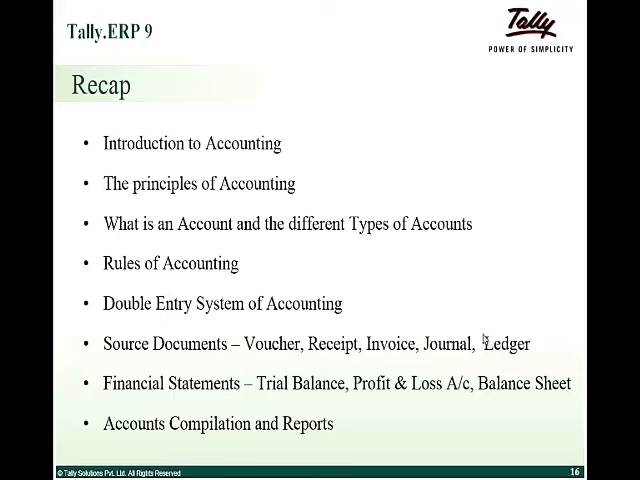Then we spoke about the double entry system, where we said that the debit in a transaction should have an equal and opposite credit. Then we spoke about the source documents like vouchers, receipts, journals and ledgers. Then we spoke about financial statements like trial balance, profit or loss account and balance sheet, and we gave you the definitions, and we spoke about how these statements are different from each other. Then we spoke about accounts compilation and the reports.